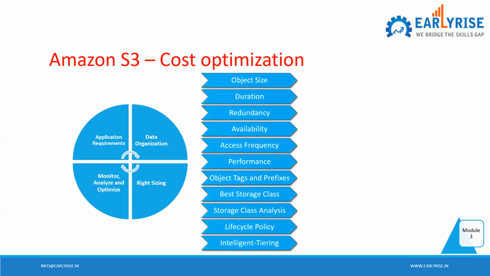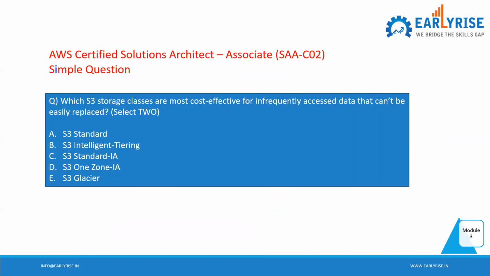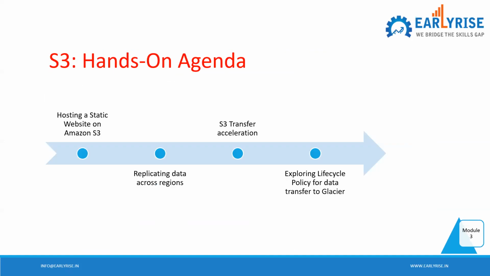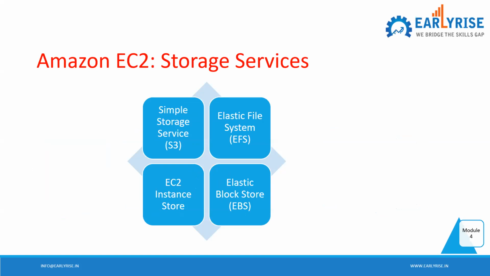And then various storage classes and other things. Then we discussed Snowball services, storage gateway, and we started with EC2 and AWS storage. So we discussed various components. We had certain hands-on related to S3, and then we started with EC2, certain features and various storage services like S3, EFS, instance store and EBS.